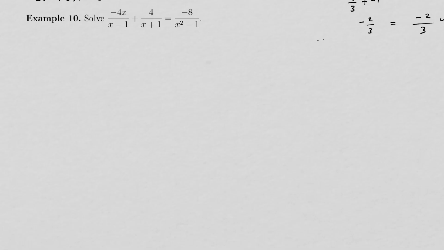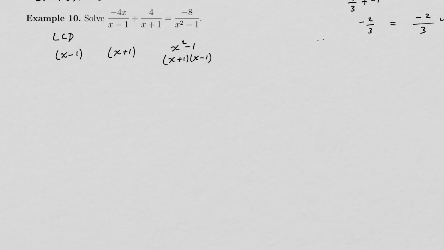And it's the same idea, right? So we'll start by finding the LCD. Well, the first factor is x minus 1. The second is x plus 1. The third is x squared minus 1, but that factors into x plus 1 times x minus 1, right? It's a difference of squares.